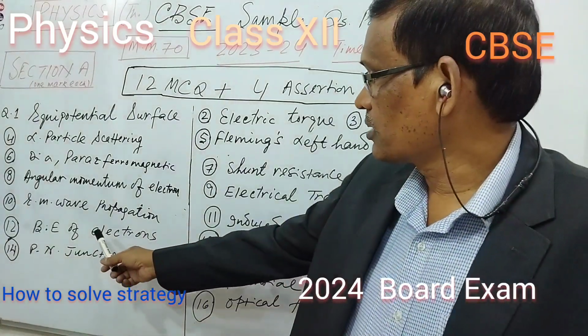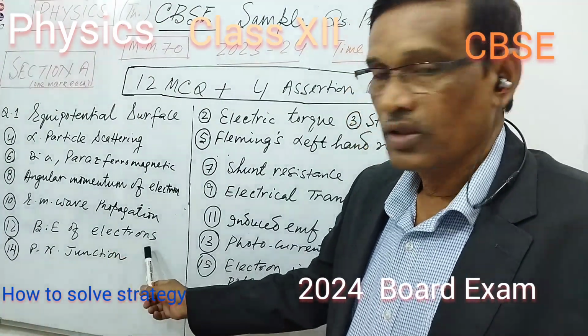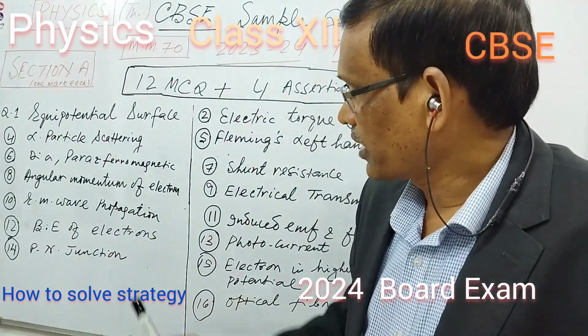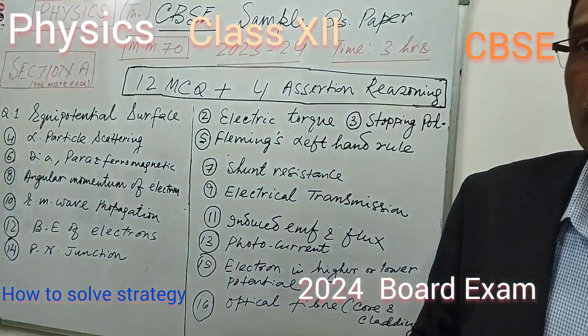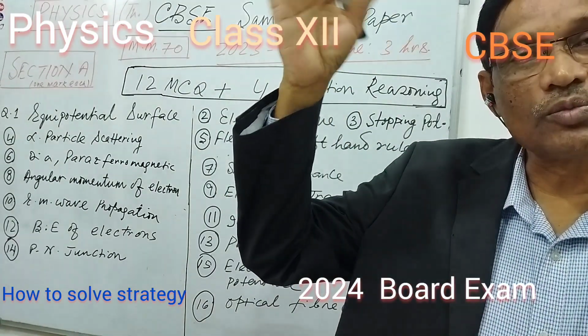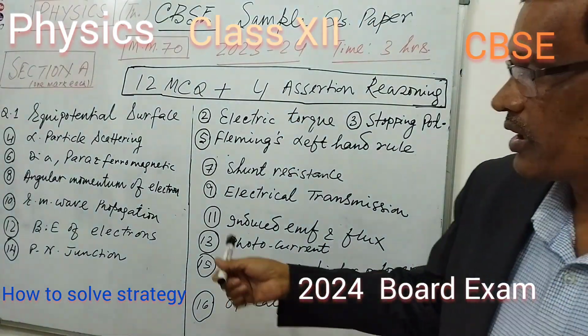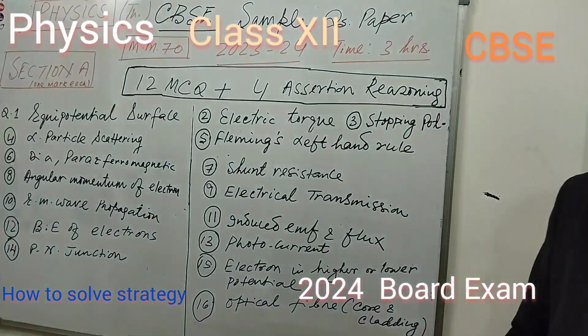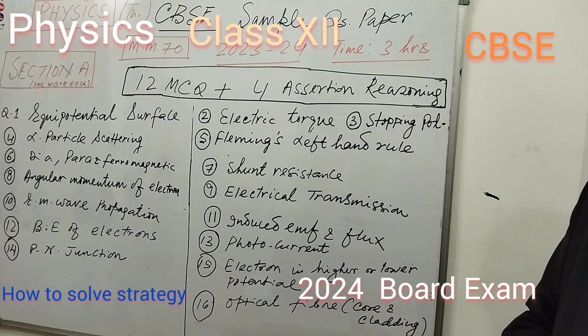Similarly, question 12 is on binding energy of electrons. Binding energy of electrons, right? How the binding energy of an electron from the nucleus is at the outermost orbit, negative, positive, or how much and why. Okay, so read that question and prepare for it.